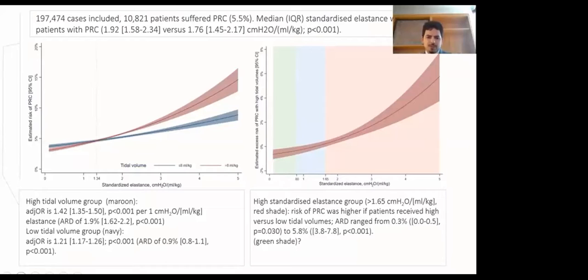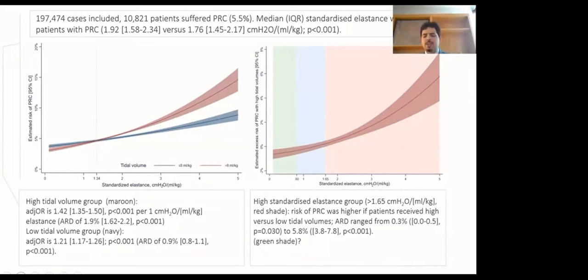So let's look at the first figure. In the high tidal volume group, in the maroon color, the adjusted risk increase and the odds ratio of postoperative respiratory complications was 1.42 per increase of elastance by 1. By contrast, in the low tidal volume group, which is the navy line, the increase in the odds of postoperative respiratory complications was lower with an adjusted odds ratio of 1.21. This was reflected in the adjusted excess risk of postoperative respiratory complications associated with higher tidal volumes.